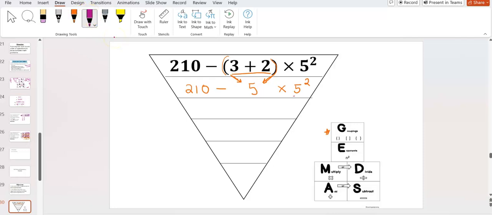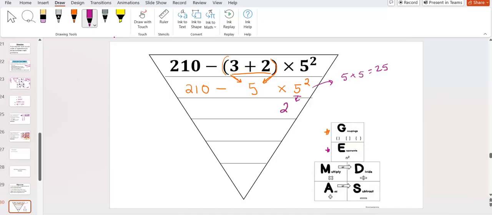Step 2, I'm going to go ahead and do these exponents. I have no more grouping symbols. Those are gone. So I'm moving on to exponents. I am going to write the answer underneath. So 5 squared is 5 times 5. If I need to do work on the side, I'm going to do it away from my problem. 5 times 5 is 25.